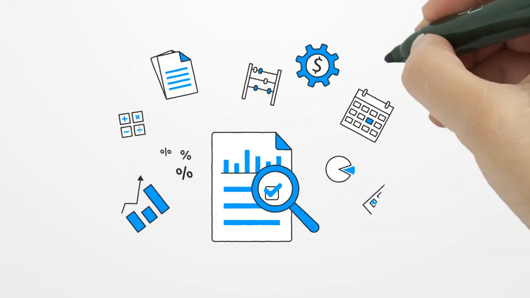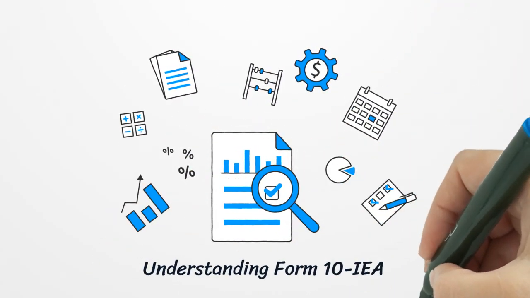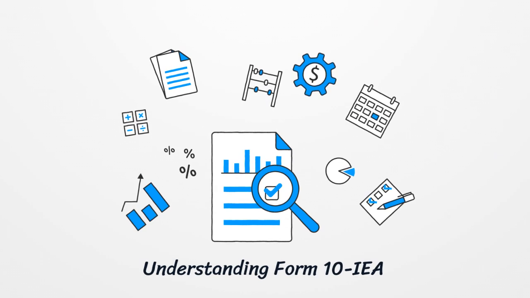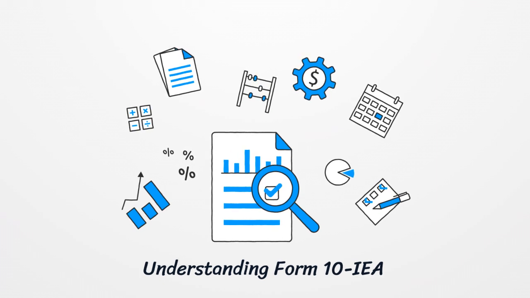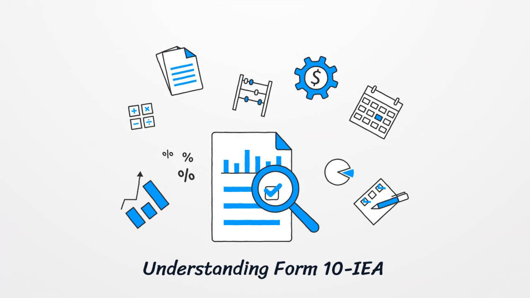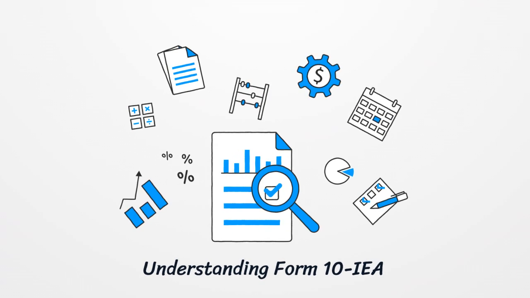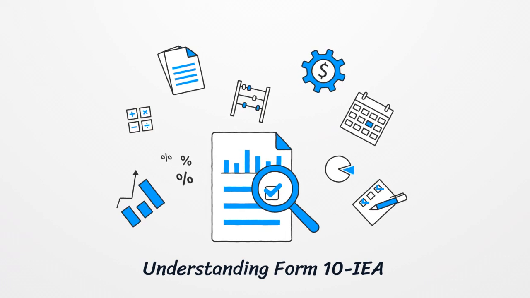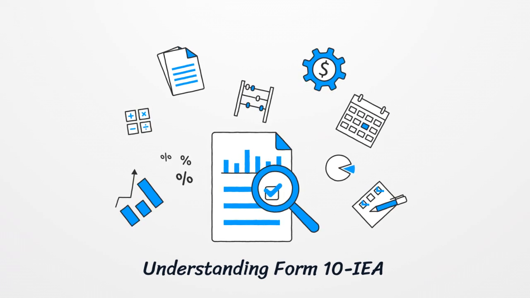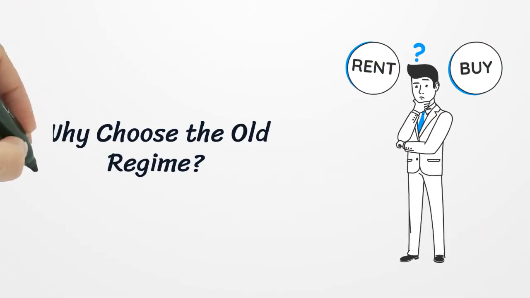Form 10-IEA is a new form introduced under Section 115BAC(6) of the Income Tax Act 1961 for opting out of the new tax regime under Section 115BAC(1A), which became the default tax regime from financial year 2023-24, AY 2024-25 onwards. It is required when an individual or HUF wishes to opt out of the new regime and choose the old regime with slab rates and deductions.